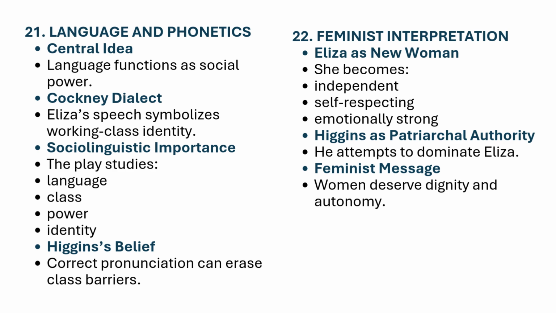Through Eliza's journey, Shaw challenges class prejudice, questions traditional gender roles, and argues that every individual deserves respect regardless of social background or gender. For examination purposes, remember this key formula: language is social power. Respect is personal growth. Independence is Eliza's true transformation. These three ideas summarize the deeper meaning of Pygmalion and its lasting significance in modern literary criticism.